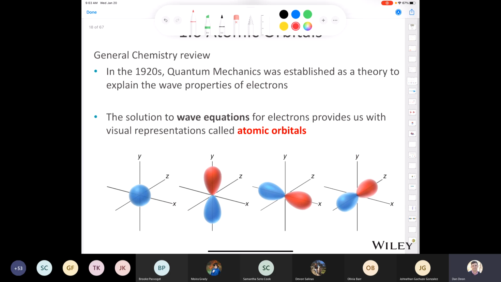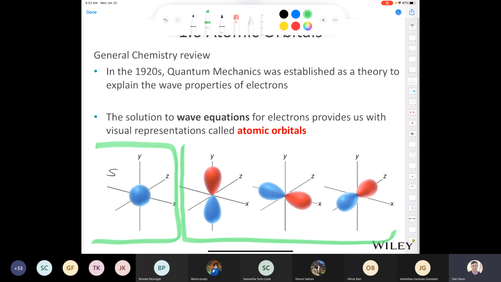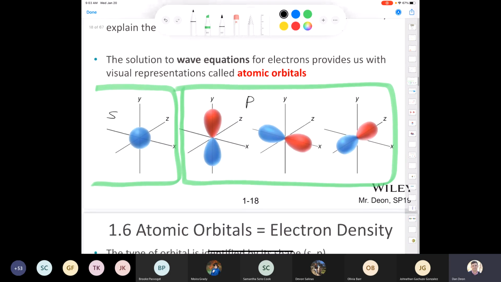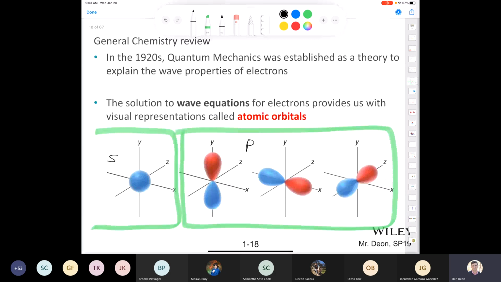If I put a box in green around this orbital here, could anybody name this type of orbital that's shown here on the far left? Can anybody tell me what kind of orbital that is? Not a trick question. Yeah, thanks. It's an s orbital. Okay, this is an s orbital. And all of these orbitals over here, these are all p orbitals, aren't they? Right? These are p orbitals. So this one would be a py, this one would be a px, and this one would be a pz.